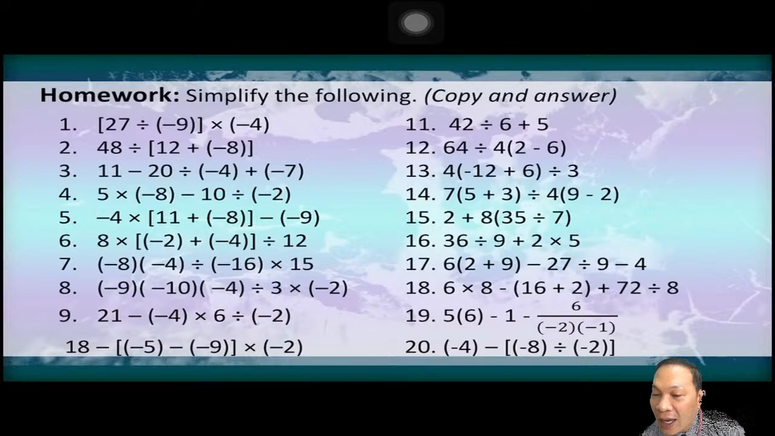Okay. Look. What is PMDAS? Parentheses. Then multiplication. Then division, addition, and subtraction. PMDAS.